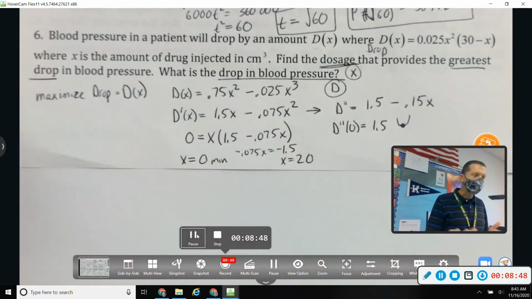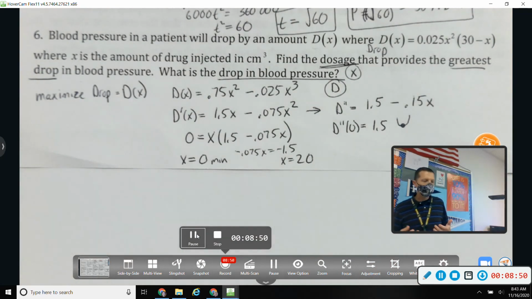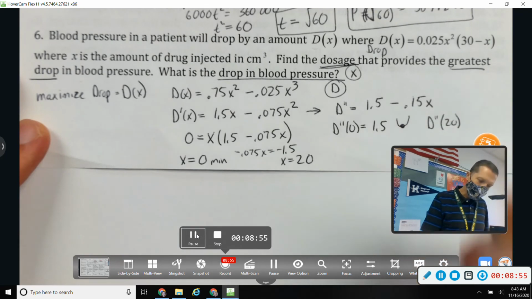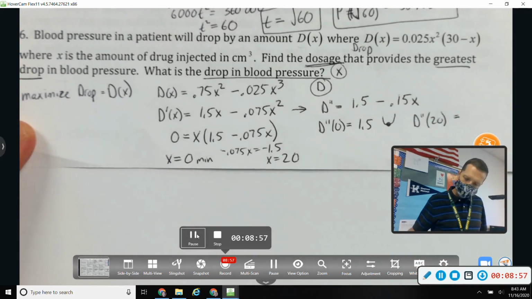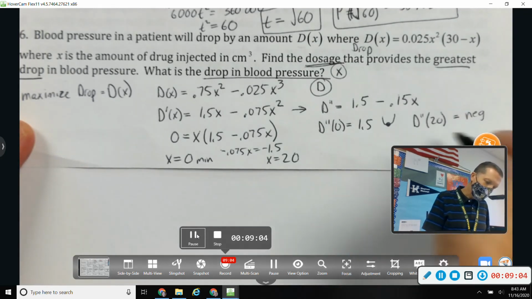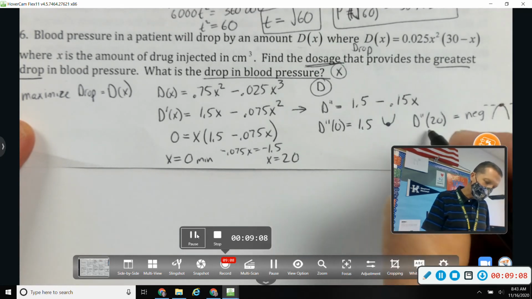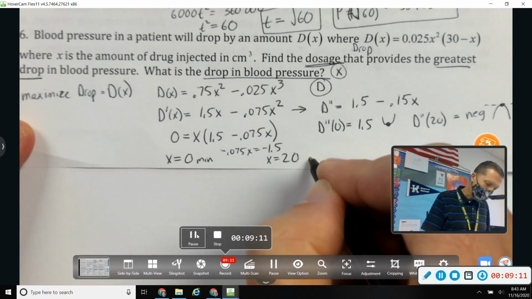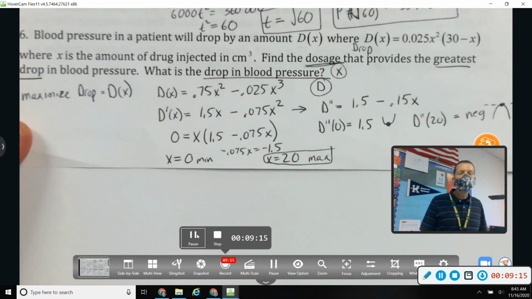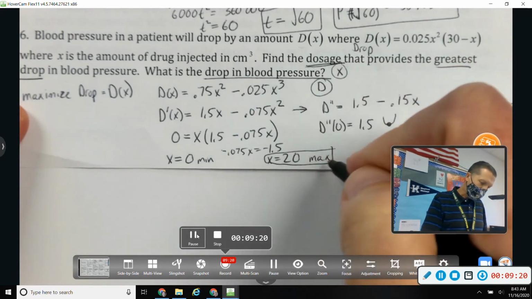I mean, that makes sense. We're not injecting any drug. We're not getting any drop. The second derivative at 20, 1.5 minus 0.15 times 20, is negative. So we're concave down. That means X equals 20 is a maximum. So that's what we want. Find the dosage. That's X. Okay, so that's our dosage.